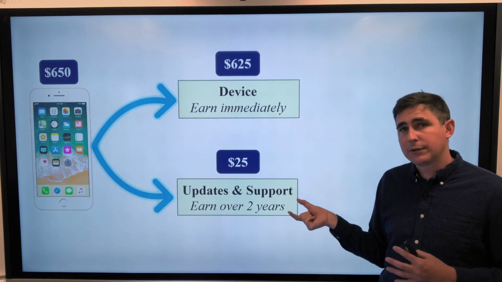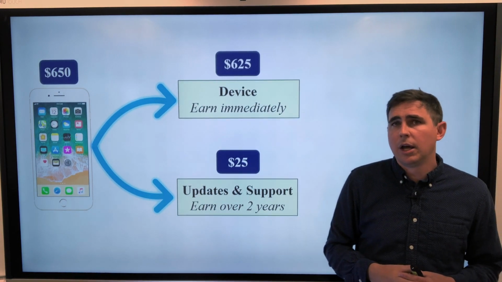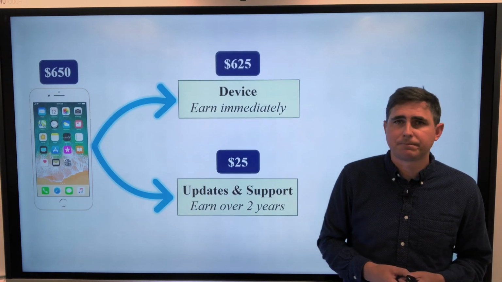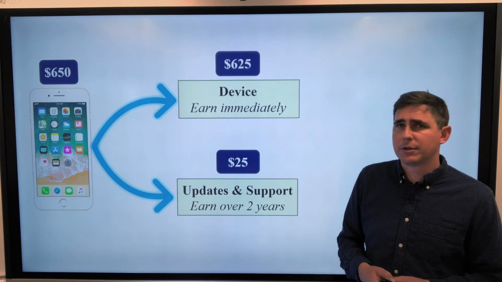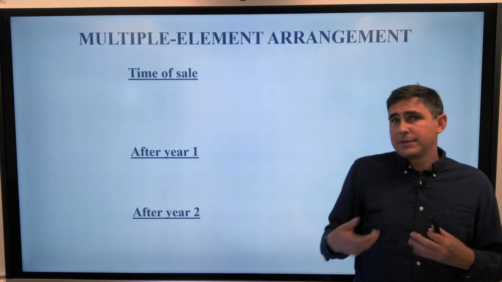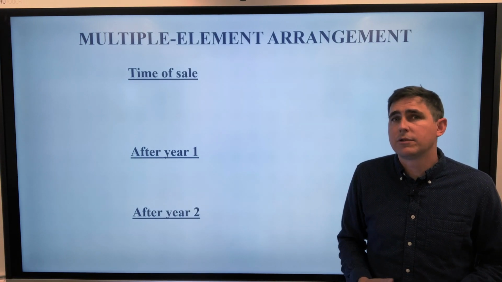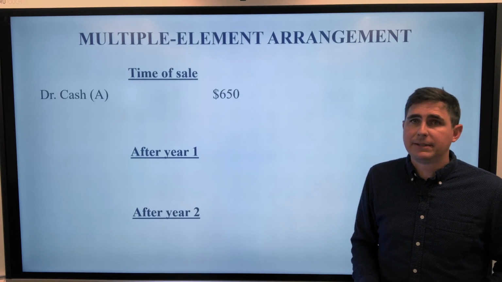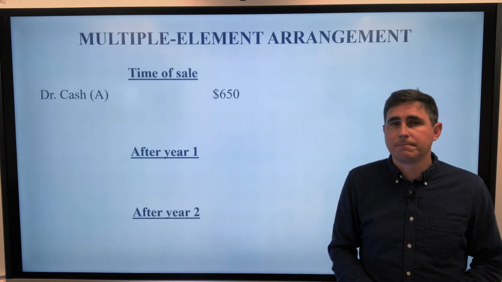So they're going to assume that they earn this $25 updates and support revenue over 2 years. So let's see how this plays out with the journal entries. At the time of the sale, Apple sells you the iPhone for $650. Here's the journal entry they make. A debit to cash of $650.